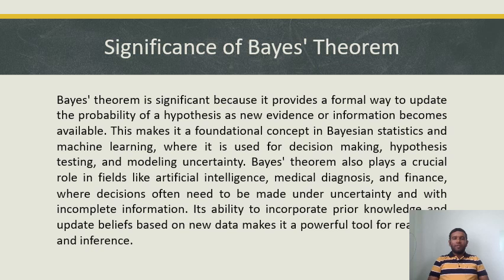We'll look into it. Bayes' theorem is significant because it provides a formal way to update the probability of a hypothesis as new evidence or information becomes available. This makes it a foundational concept in Bayesian statistics and machine learning, where it is used for decision making, hypothesis testing, and modeling uncertainty. Bayes' theorem also plays a crucial role in fields like artificial intelligence, medical diagnosis, and finance, where decisions often need to be made under uncertainty and with incomplete information. Its ability to incorporate prior knowledge and update beliefs based on the new data makes it a powerful tool for reasoning and inference.